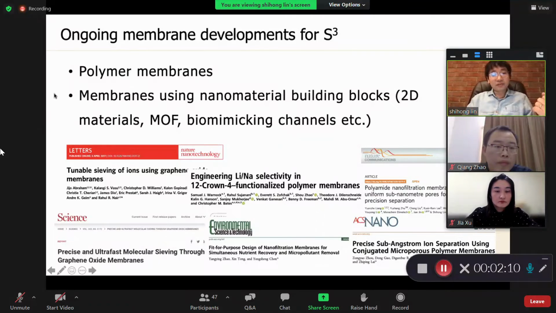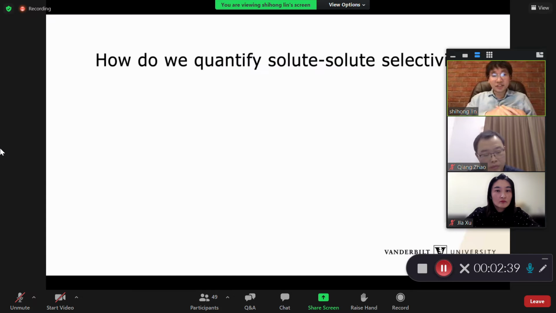So, some ongoing developments for this topic. A lot of polymeric membranes, like polyamide membranes or other membranes using polymerization. And then there are also a lot of membranes using nanomaterial building blocks such as graphene or graphene oxide, MXene or MOF, and biomimicking channels like aquaporin, etc. So the question I'm going to ask today is, how do we quantify solute-solute selectivity? Well, you may think if there are so many papers out there, of course we are already very familiar with how to do this, right? So why is this even a question?